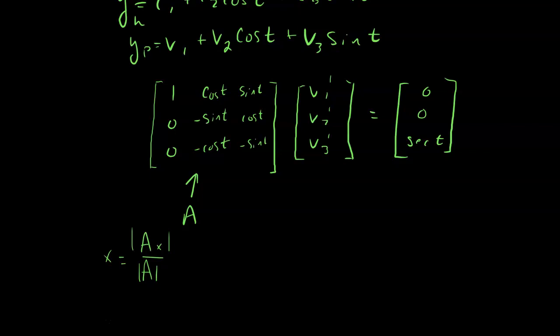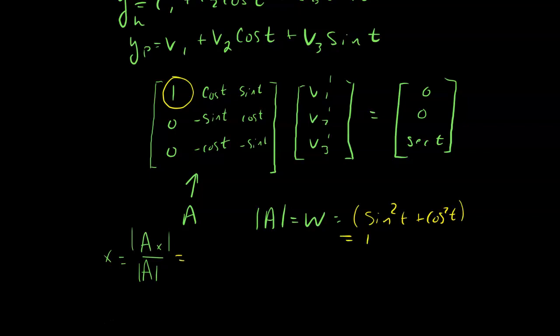So let's start with that. The determinant of A, which is really the same thing as the Wronskian, is equal to 1, expanded along the first column, times sine squared t minus negative, so plus, cosine squared t. So the Wronskian is just 1. That tells me my x, so v1 prime, is really just the determinant of A where I replace the first column with this vector.